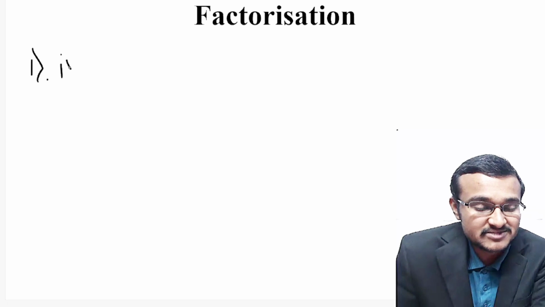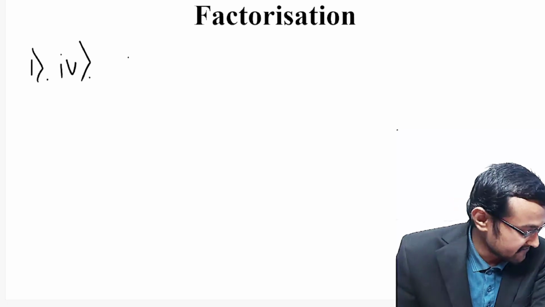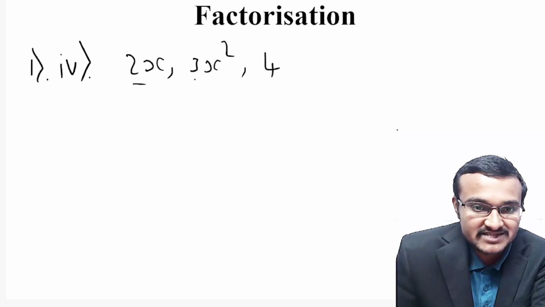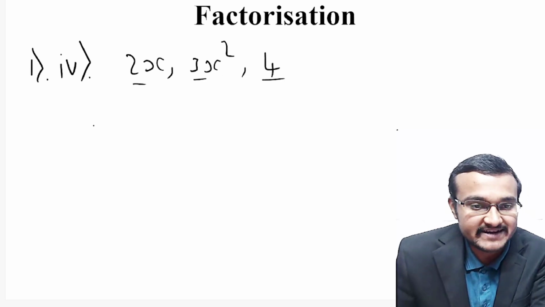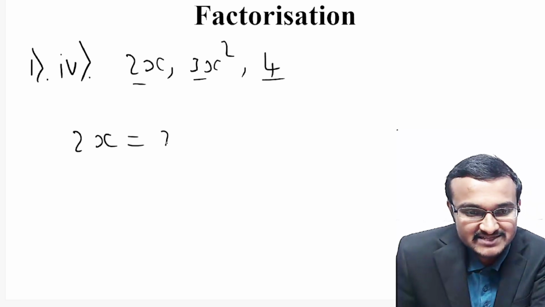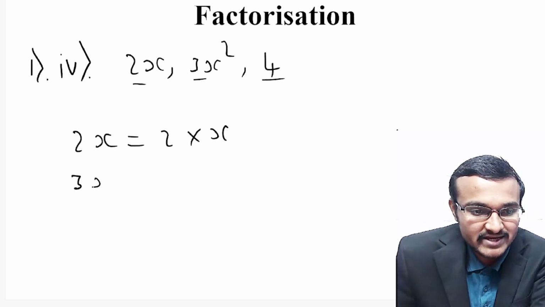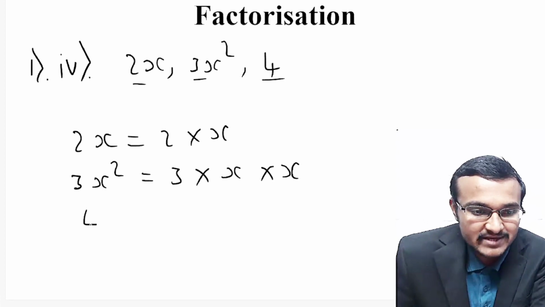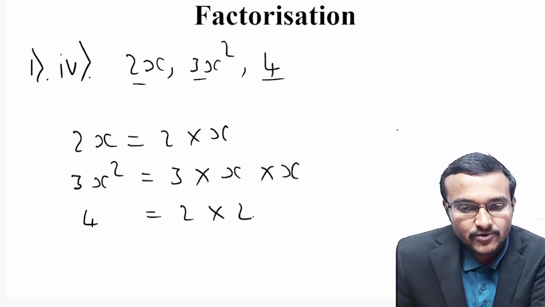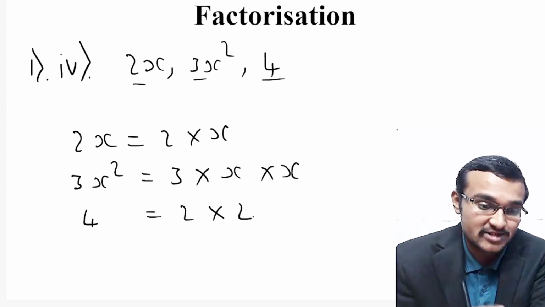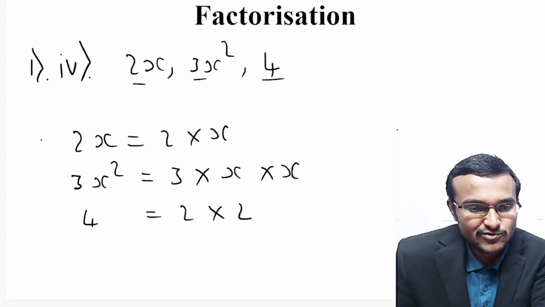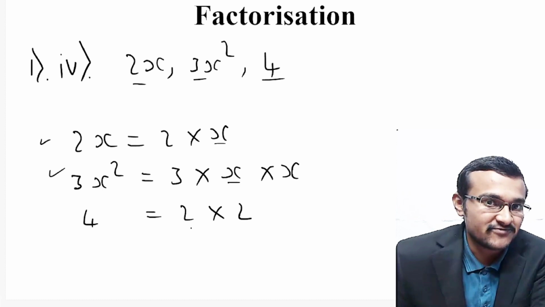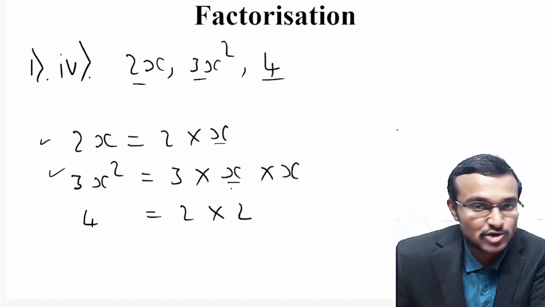Coming to the fourth question in this first question, there they have given 2x, 3x square, 4. So 3 terms they have given and you have to find out common factors. So this 2x can be written as 2 into x, and 3x square can be written as 3 into x into x, and 4 can be written as 2 into 2. Now you should find out common factors among all these 3. Now here when you look only at 2x and 3x square, x and x will be common, but there is no x in 4. So that's why x will not be the common factor.